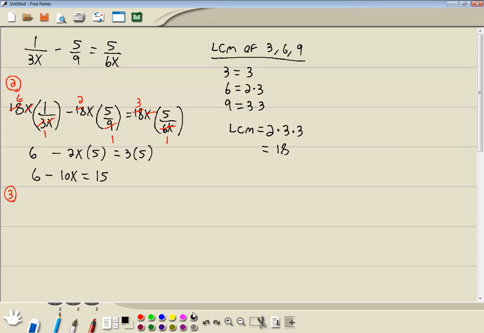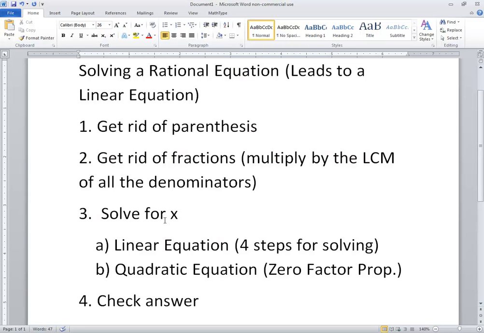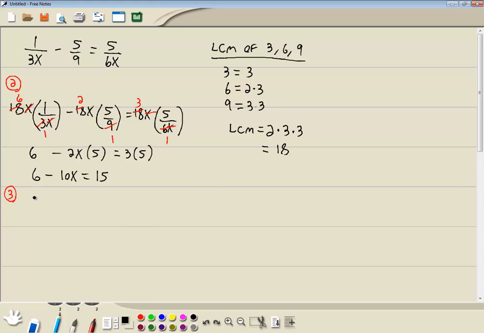Okay, now at this point, we've just finished step 2. We've multiplied by the LCM of all our denominators. Step 3 was to solve for x, and this is a linear equation. So we go through our 4 steps for solving, although some of it's already done. Our first step is to get rid of parentheses. Don't have any. Second step is to get rid of fractions. We already did that. Third step is get everything with an x on one side and numbers on the other side.